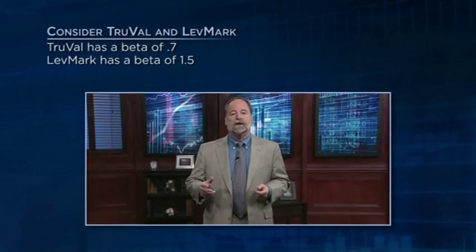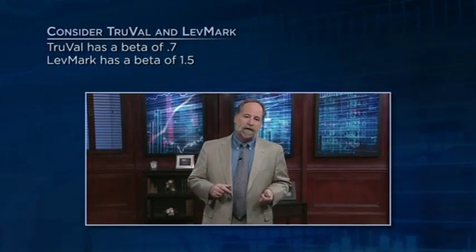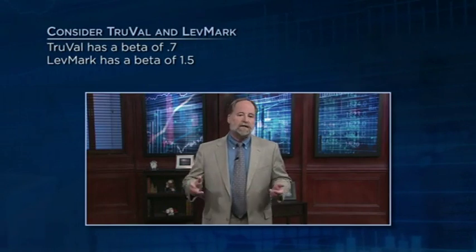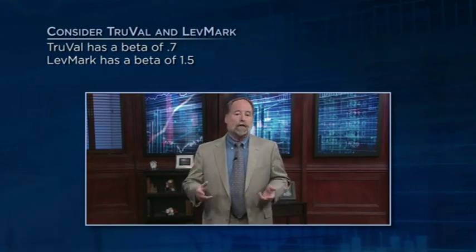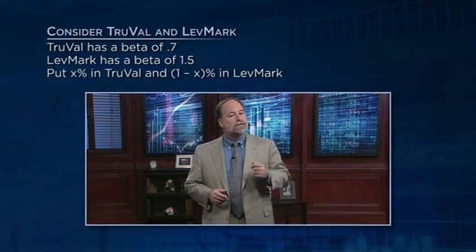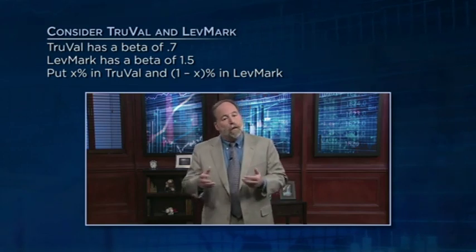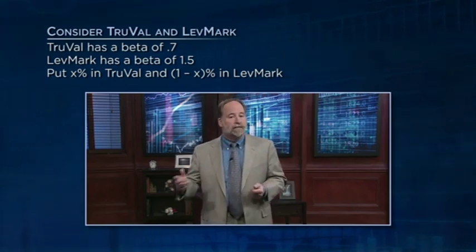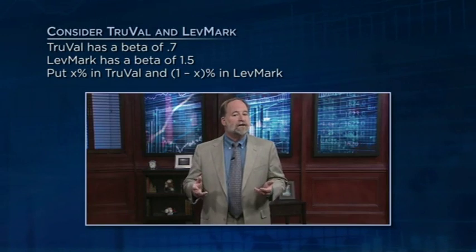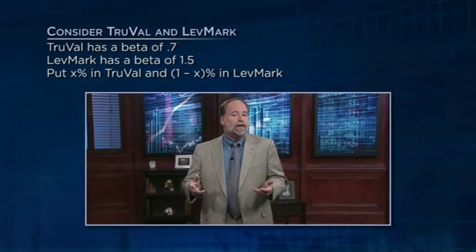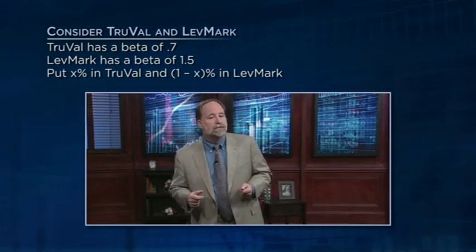Now, what if we can't find a security that has the same beta as the mispriced SleazeCo? Well, then let's form a portfolio of other securities that does. For example, let's consider True Value and Levmark. True Value has a beta of 0.7 and Levmark has a beta of 1.5. If you put X% into True Value and 1 minus X% into Levmark, what value of X will generate a portfolio with a beta of 1.2, the beta for SleazeCo?